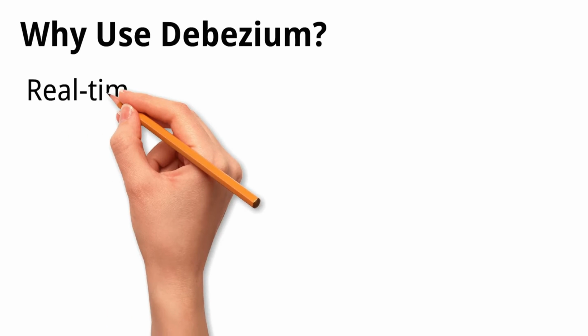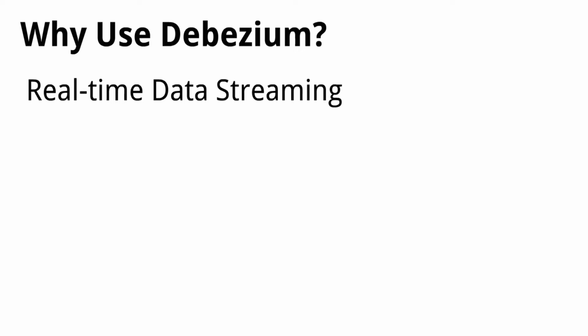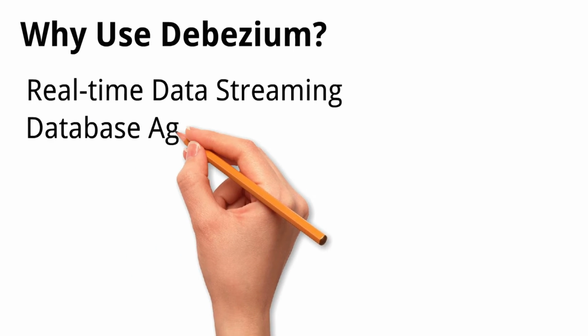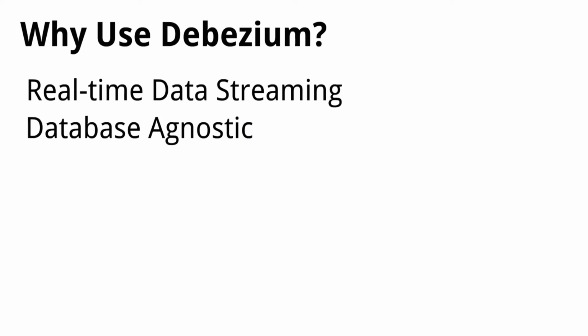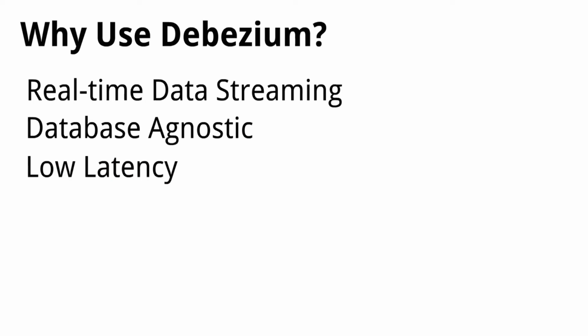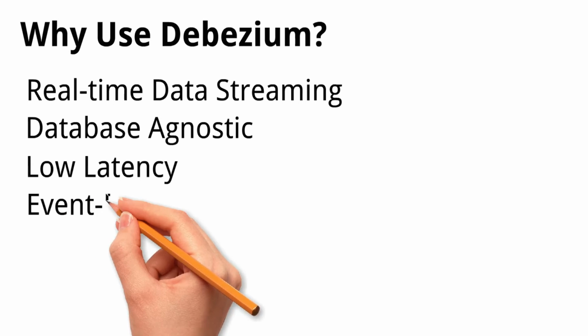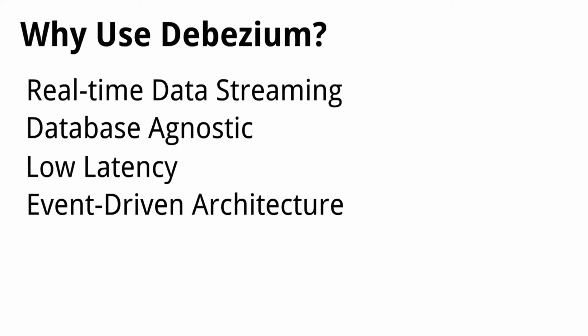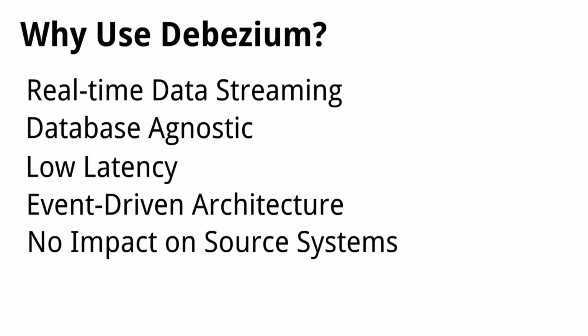First one is real-time data streaming. Debezium captures changes as they happen, providing real-time access to your data. It is database agnostic: it supports various databases like PostgreSQL, MySQL, MongoDB, and many more. Low latency: it minimizes the latency between changes occurring in a database and their availability for processing. Event-driven architecture: it enables an event-driven architecture by streaming changes to message brokers like Kafka, RabbitMQ, and others. No impact on the source system: Debezium captures changes from the database log, ensuring no impact on the performance of the source system.